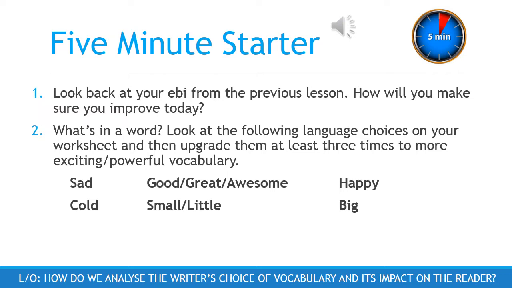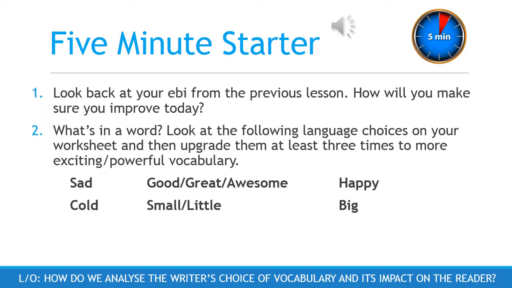Second, what's in a word? There are 6-ish words below. I want you to look at the language choices, and they're on the worksheet, which you're welcome to print out and use or type onto, but you can also just do this using pen. You don't need a printer at all. Look at these words, these vocabulary choices, and upgrade them at least 3 times to more exciting or powerful vocabulary.